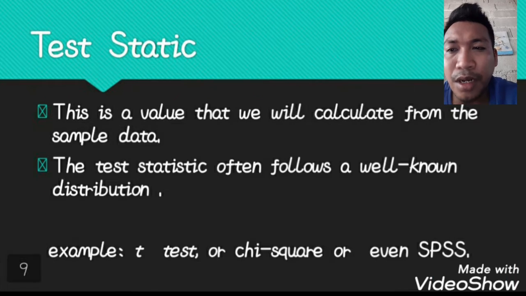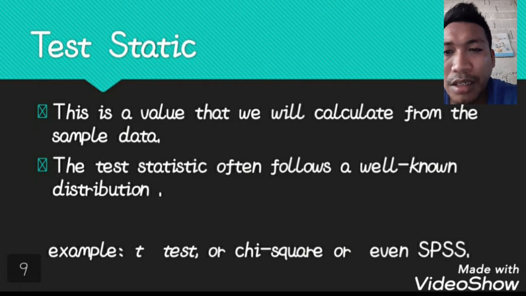Now let us move to the next key term, which is the test statistic. What is a test statistic?